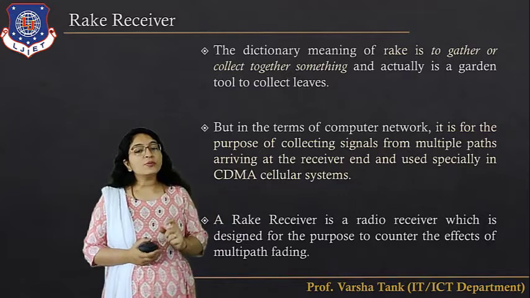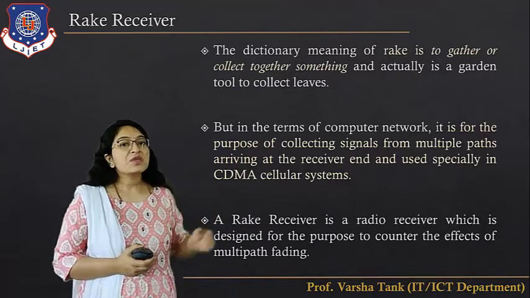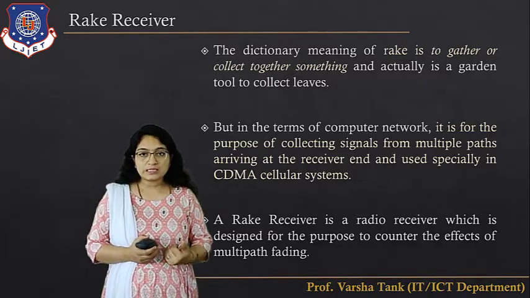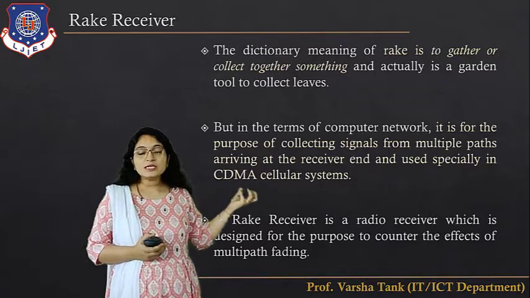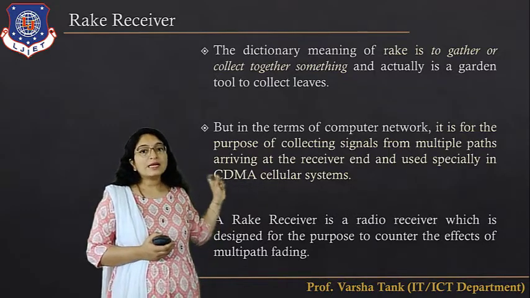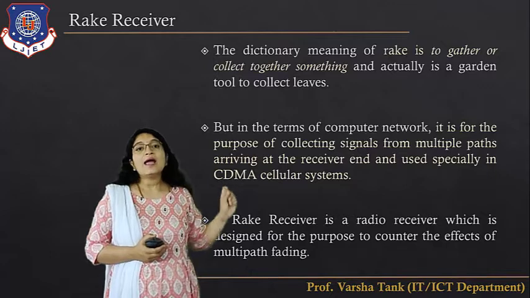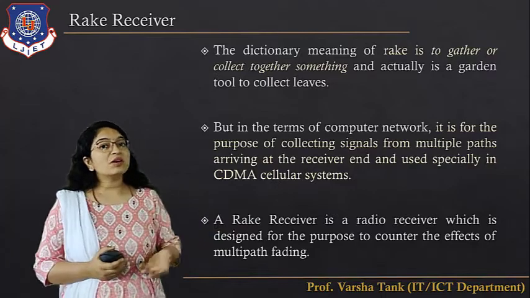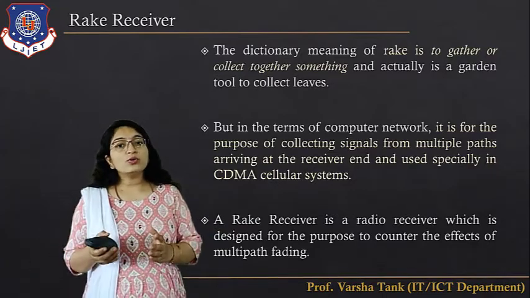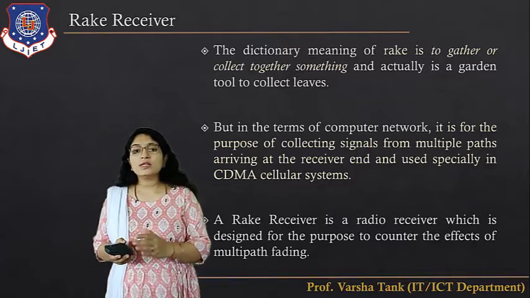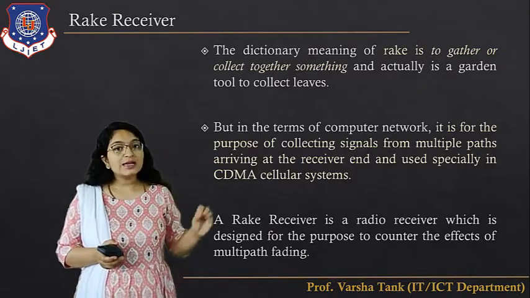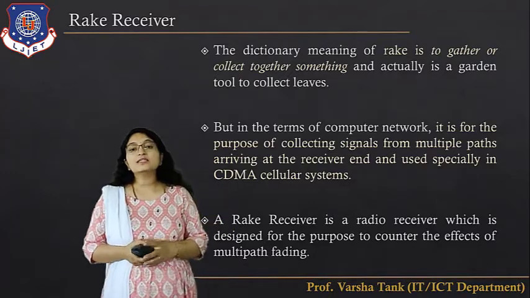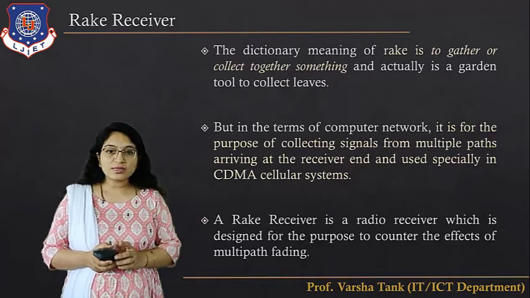But in terms of computer networks, how can we define the rake receiver? It is for the purpose of collecting signals. Its meaning is collecting. So here we are collecting the signals from multiple paths arriving at the receiver, especially in the CDMA cellular system. In the last lecture we learned about diversity techniques. So all of you know that diversity means we are collecting the signal at the receiver side. So how can we collect the signal? It is used specifically in the CDMA system to collect the signals at the receiver side.